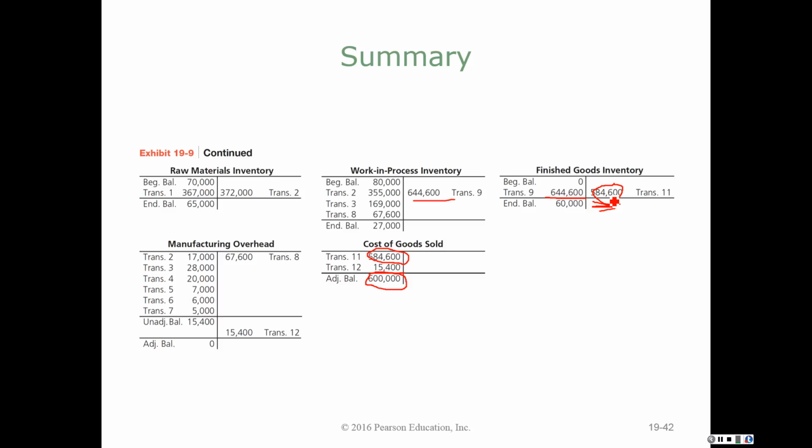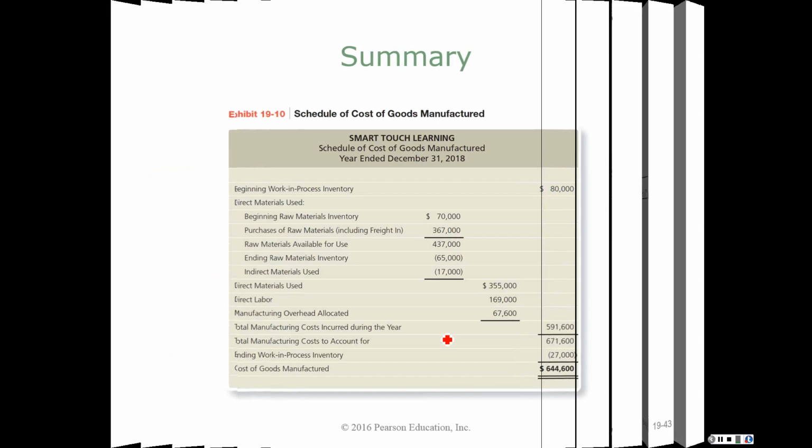This $584,600 was missing some manufacturing overhead. We underallocated overhead, and at the end of the period, we had to adjust for it, and that adjustment means I had to get that $15,400 worth of manufacturing overhead into my cost of goods sold account where it should be. So the merchandise that I actually sold cost me $600,000 and not $584,600. So we can't account for the total cost of goods sold until we have accounted for manufacturing overhead.